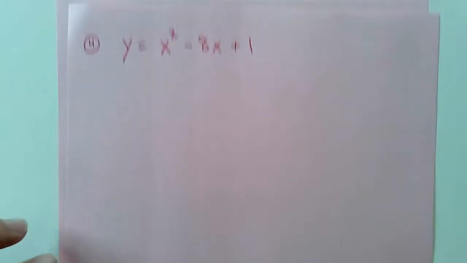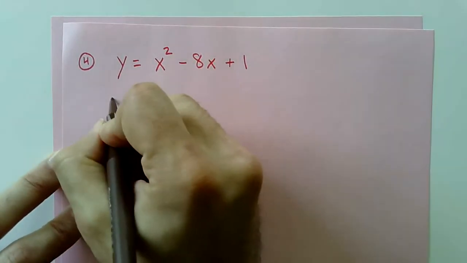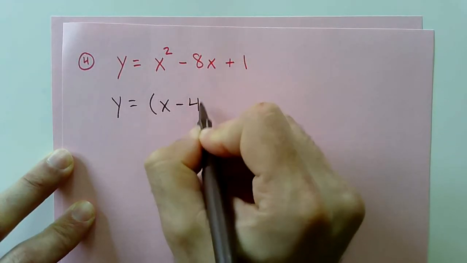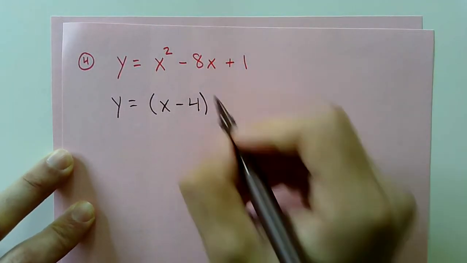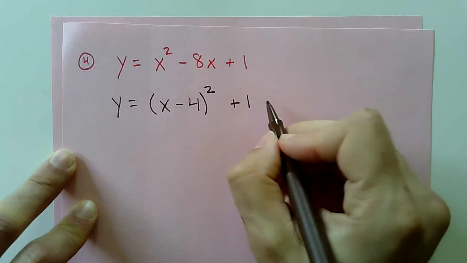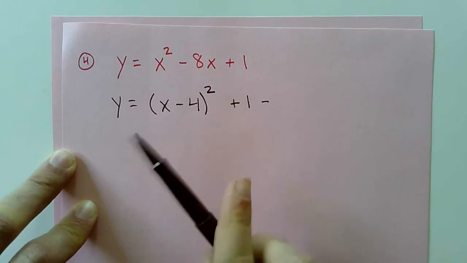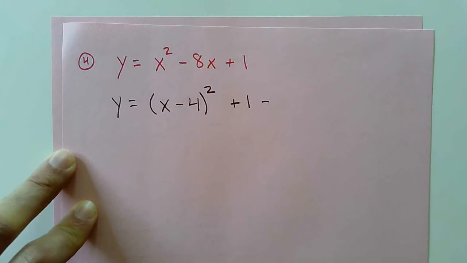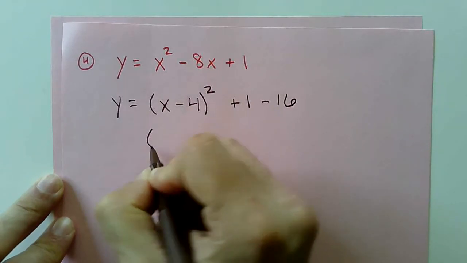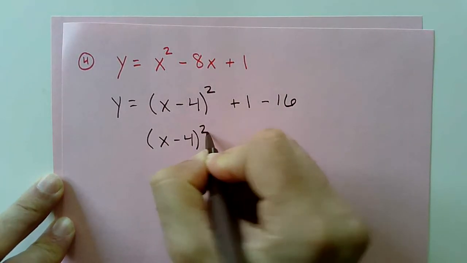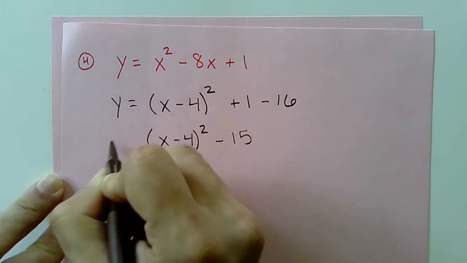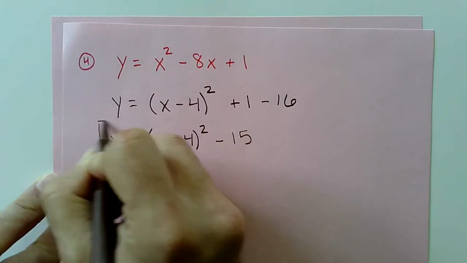Just wanted to do an example where the middle term was negative. Half of negative 8 is negative 4, so that just means we're going to have our subtraction inside our parentheses. Square it. Kick the plus 1 to the back. And now I just got to be careful. I'm still going to take away negative 4 squared, which is negative 4 times negative 4, which is 16. So I need to subtract a 16. So I'm going to have x minus 4 squared plus 1 minus 16 is going to be minus 15. And that would be my vertex form.